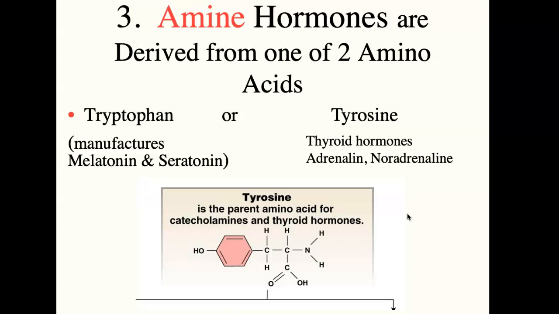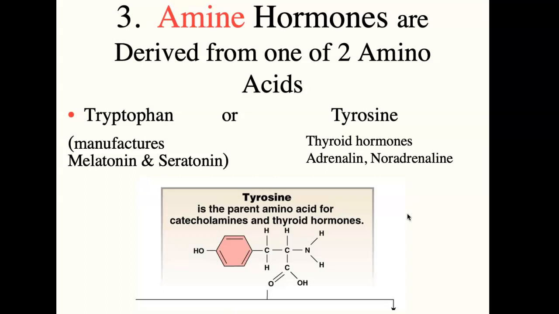So we've talked about peptides, we've talked about steroids, and the third one is the amine. The amine hormones are derived from amino acids, right? Hence the amine part. But it's only 2 amino acids, either tryptophan or tyrosine. So tryptophan manufactures melatonin. Melatonin is a hormone that is responsible for diurnal rhythms. It allows you to sleep or not sleep if you don't have it. And serotonin is one of the feel-good hormones. It gives you sort of pleasurable feelings of peace.